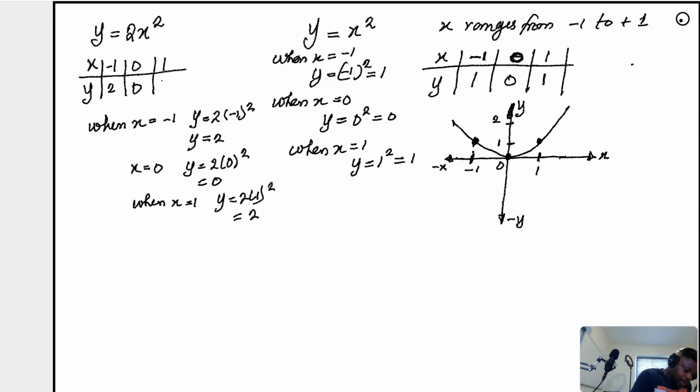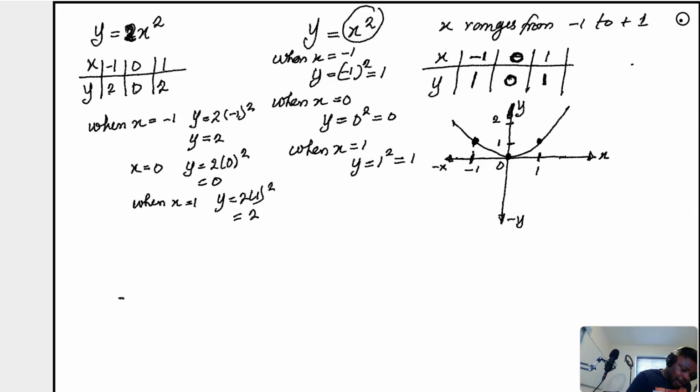Then when x is equal to 1, that is 2 bracket 1 squared, that is 2. So you can see that the difference between this one and this one is just that the coefficient of x squared is 2. So it's just multiplying this by 2. 2 times 1, 2. 2 times 0, 0. 2 times 1, 2.